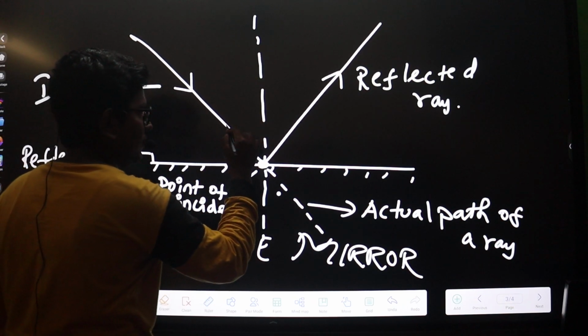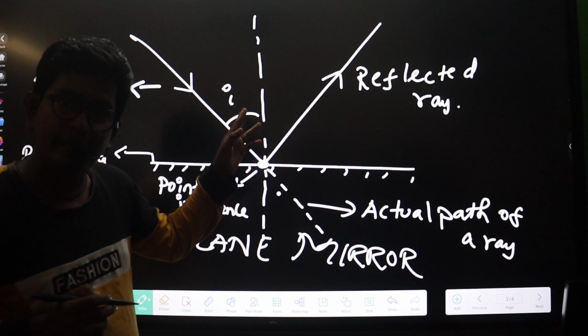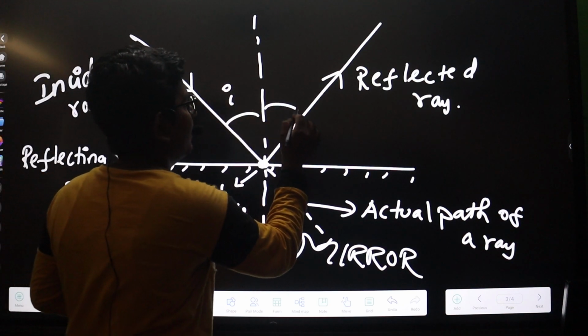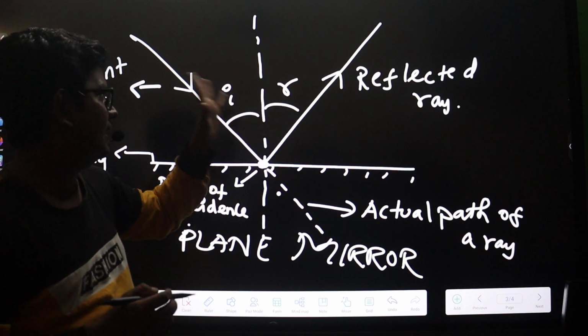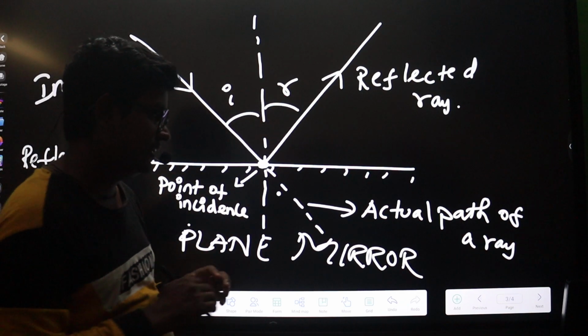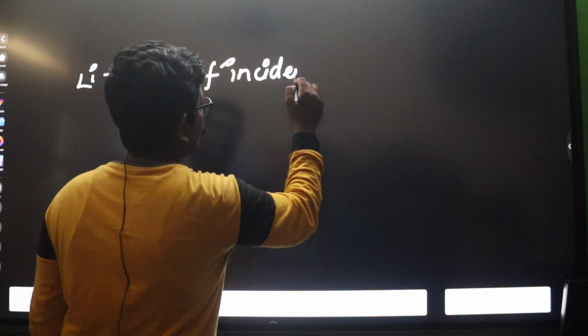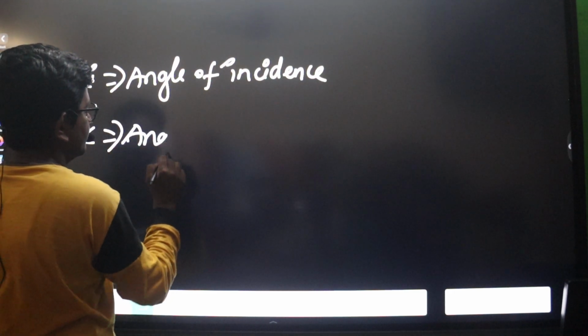So with the normal, the angle made between the normal and the incident ray is known as the angle of incidence, and the angle made between the reflected ray and the normal is known as the angle of reflection. So here we have studied two more definitions, that is angle of incidence and angle of reflection.